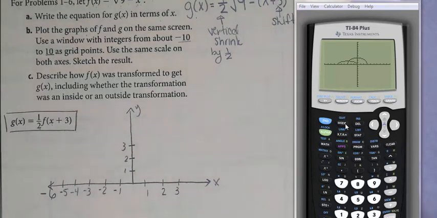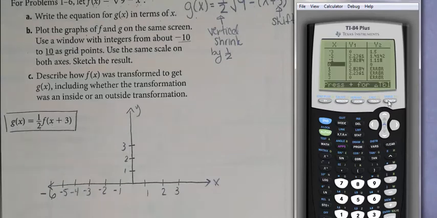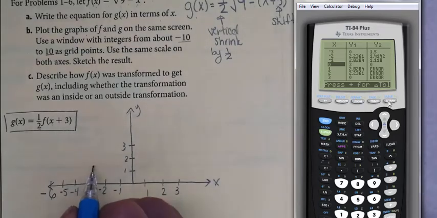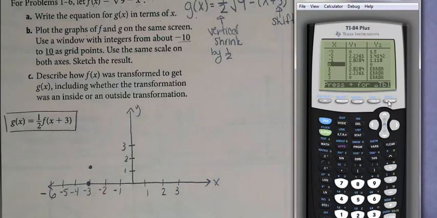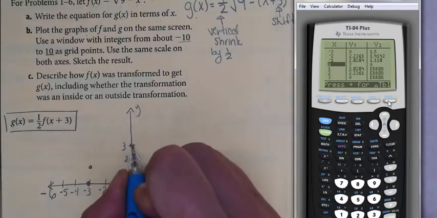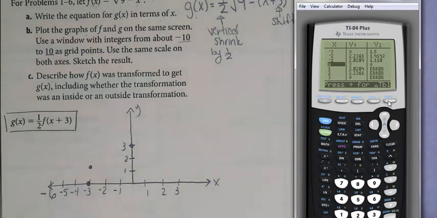So I'll go ahead and use my table just to get some exact numbers here. It looks like at -3, my y1 is going to be 0, and my y2, which was the transformed output, is going to be 1.5. Okay, and I'm just going to use the whole numbers here. So at 0, my pre-image had an output of 3, and my image has an output of 0.